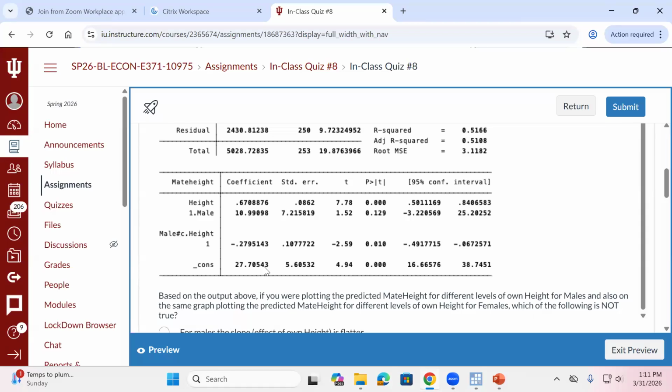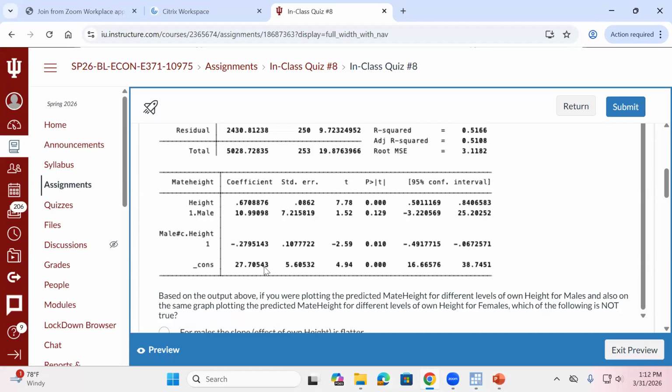So the slope for males is actually flat, right? It's a smaller positive value than it was for females, because beta 2 here was 0.67. We just said the marginal effect for males here, and we're looking at their predicted mate height. So this was for males, is going to be beta 2 plus beta 3, right? Beta 3 was negative, so it's going to be a little bit flat. Okay. Any questions on this idea before we keep moving?